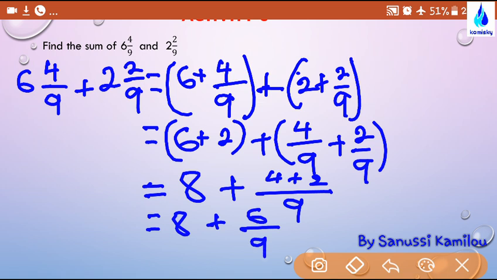And we have said earlier on that whenever you see 8 plus a fraction, it is the same as a mixed fraction. Then our answer will be 8 whole number 6/9. Congrats, you did very well.